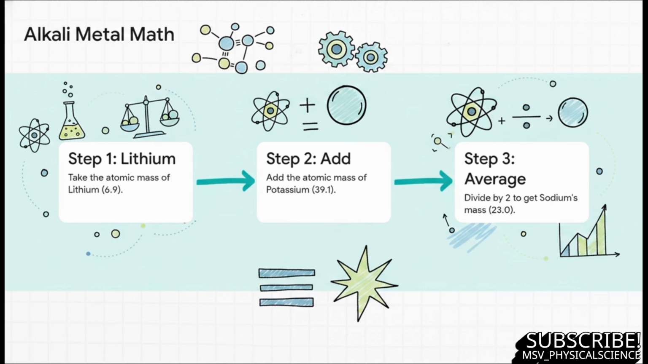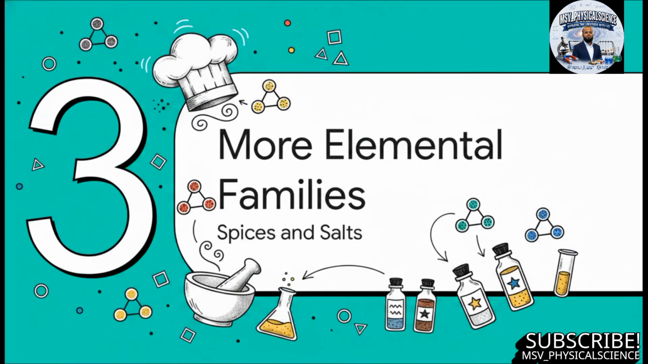And guess what the atomic mass of the middle element, sodium, is? Yep, it is exactly 23.0. The average mass of lithium and potassium perfectly matches the mass of sodium. The recipe works flawlessly. No way, right? Of course, once you find one recipe that works, you look for more. Let's explore some more elemental spices and salts.